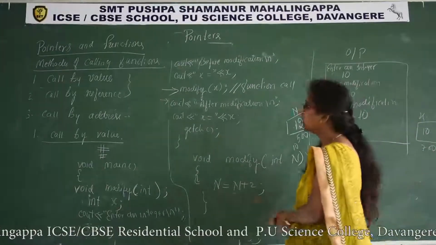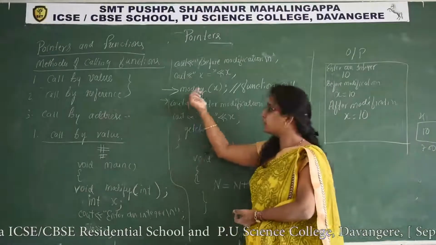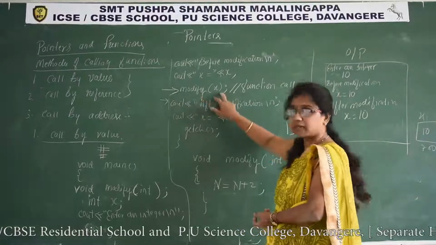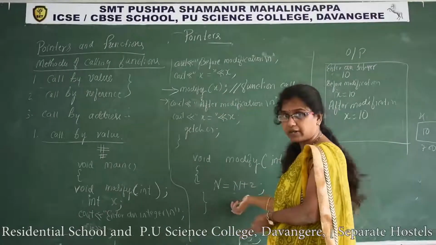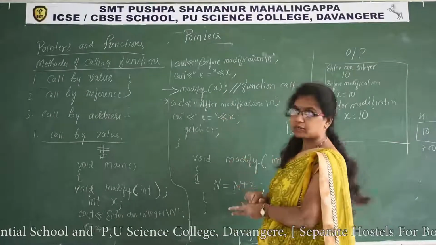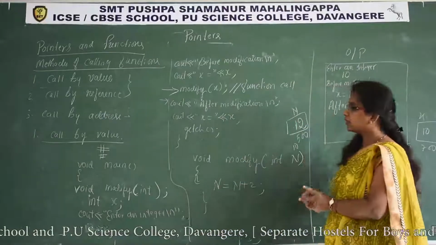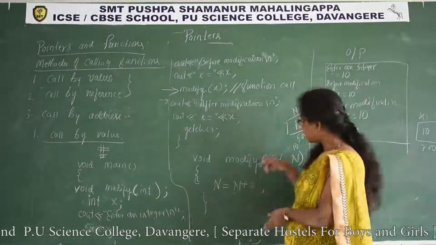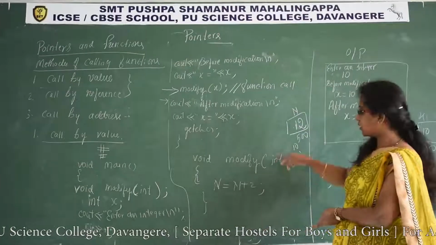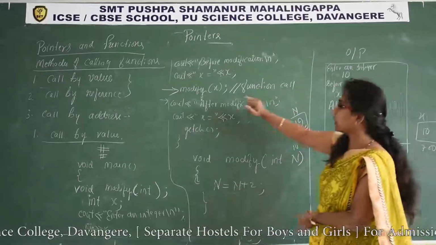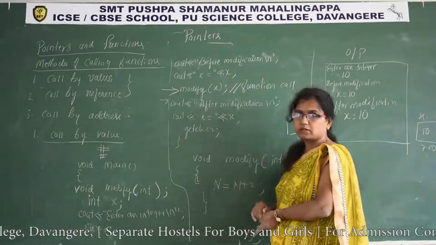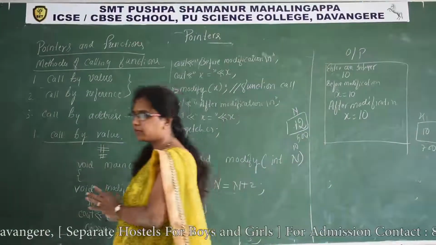But what we thought, we called a modify function. To that function I passed 10. The 10 will be modified, so I'll get a modified value. But the thing is different. That value will be modified in this variable, that is a formal variable, not in the actual variable. So that is the disadvantage of call by value.